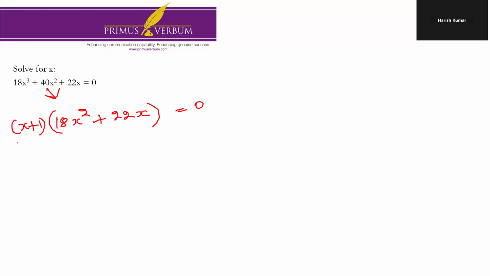And we already solved this part. So x is equal to minus 1. So now we have to solve this part. So what do we do? Equate this to 0.